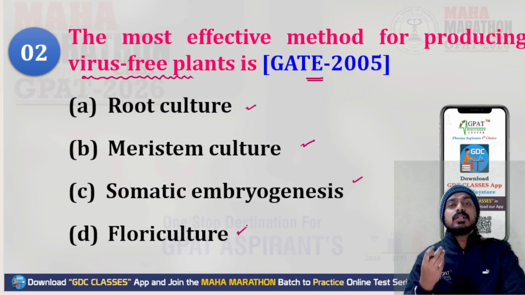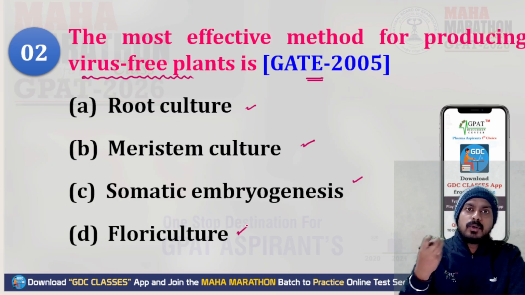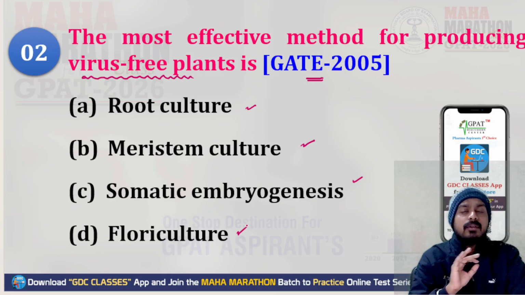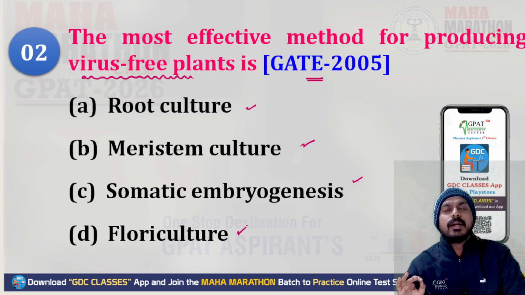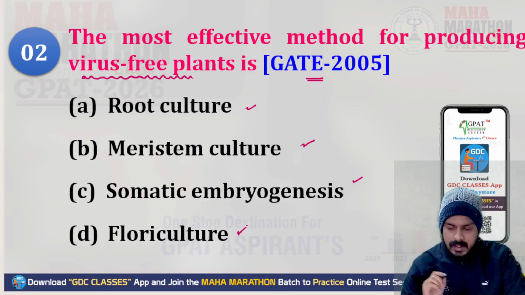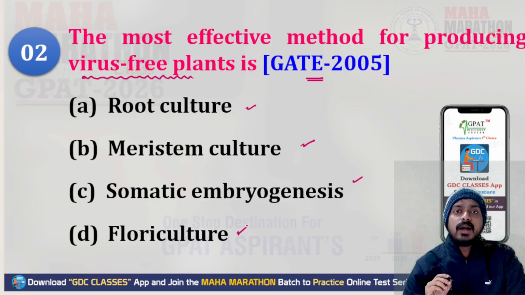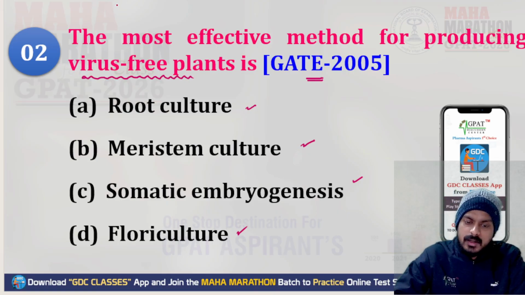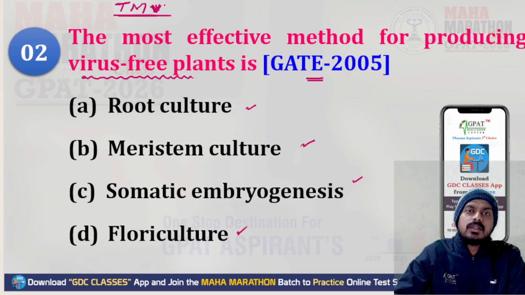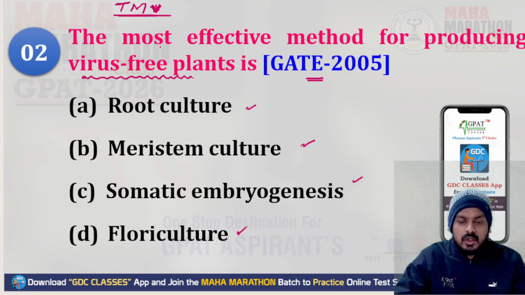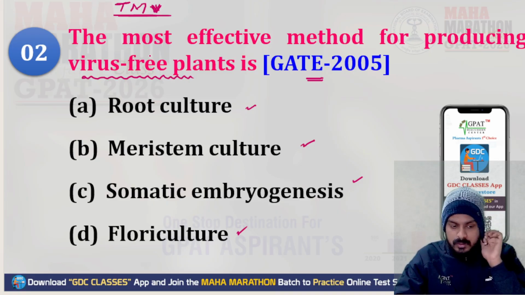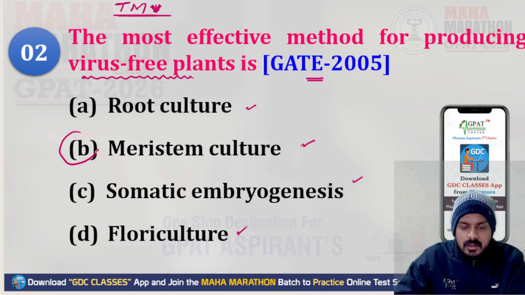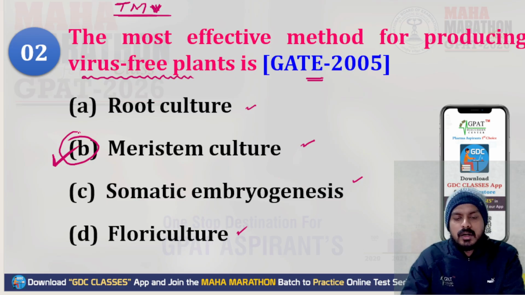Virus-free plant means that if you produce a plant by this method, it will never be affected by any viral disease. One question always asked in the exam is: which is the first plant virus to be detected? Please remember, TMV, which stands for tobacco mosaic virus. So a virus-free plant is produced by which technique? Meristem culture. Option B is the correct answer.